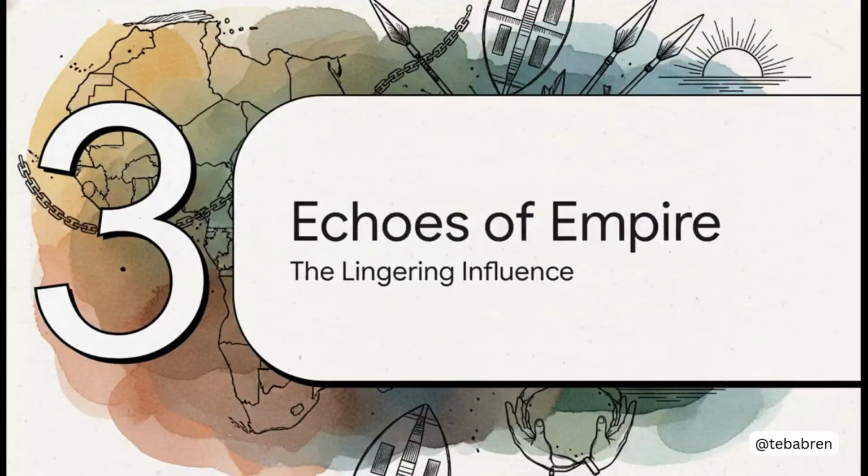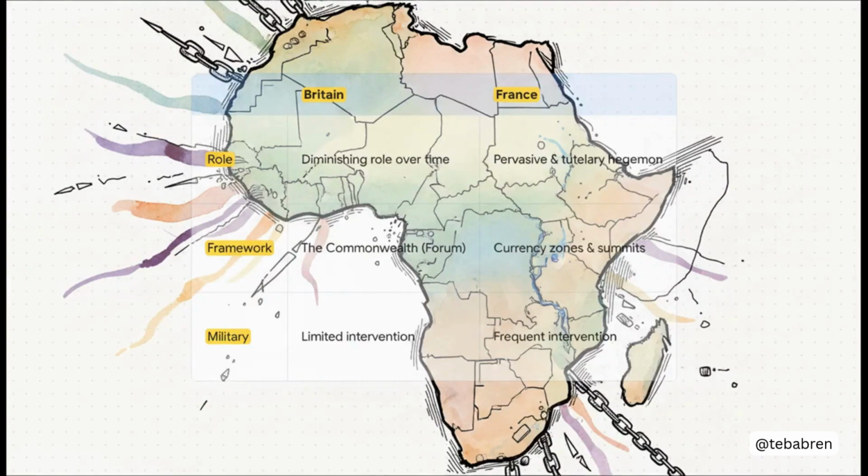Of course, the colonial legacy wasn't just about lines on a map. It was also about the continued influence of European powers on their former colonies, long after the flags came down. And that influence looked very, very different depending on who the colonizer was. And you can see a massive contrast right here. Britain's role? It largely faded over time. The Commonwealth became more of a friendly club for discussion than a real tool of power. But France was a totally different story. It stayed deeply, actively involved. It set up currency zones, held regular summits with African leaders, and kept permanent military bases, often intervening to protect its allies. It really remained a dominant power in the region.